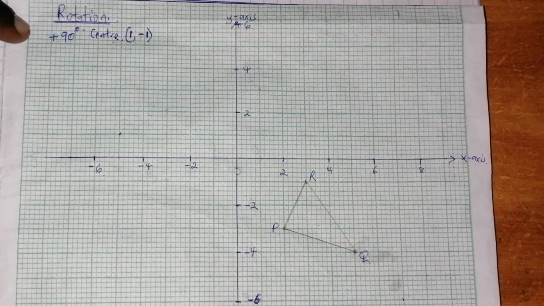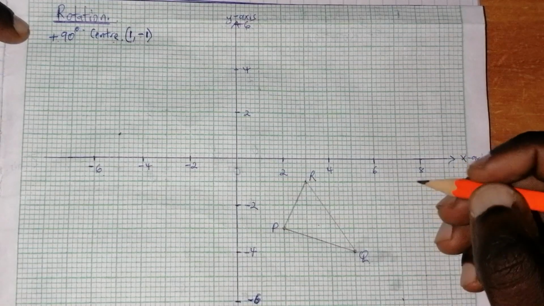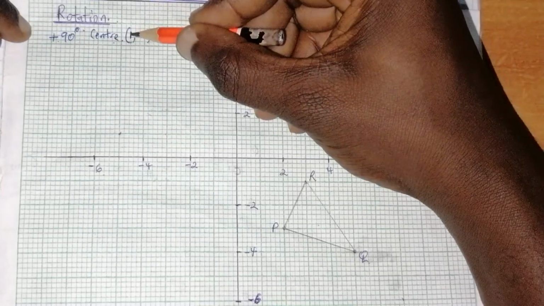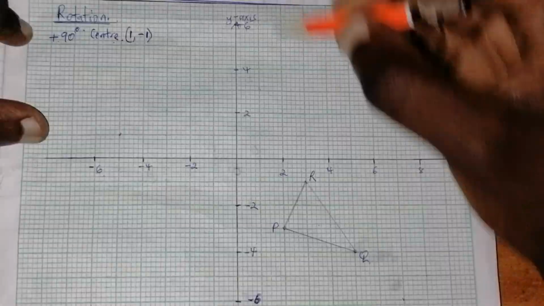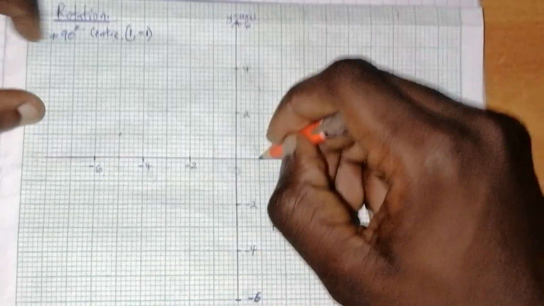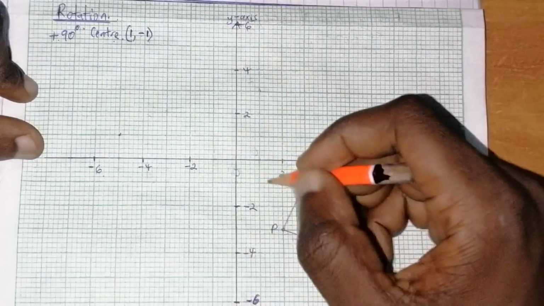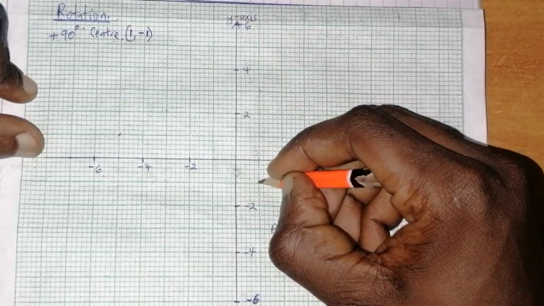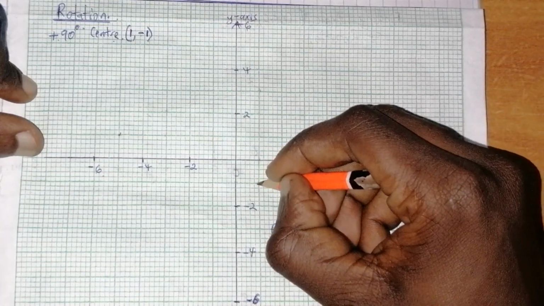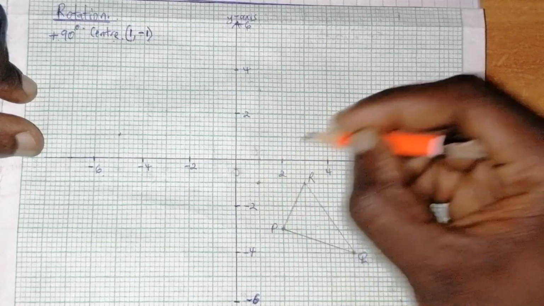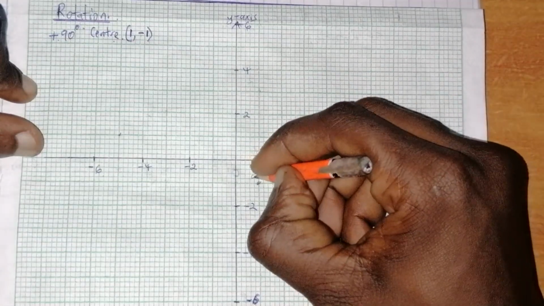The first step, we need to identify the center of rotation. So when x is 1, y is negative 1. And when x is 1, 1 is here, and negative 1 for y is here. Therefore, the center of rotation is this. And let me call this center C.